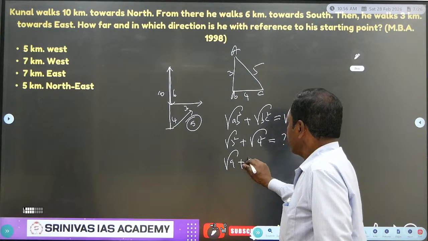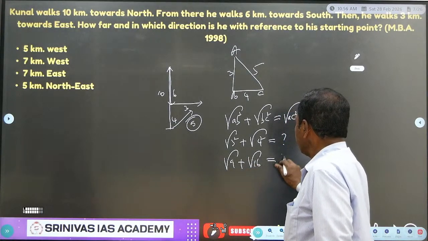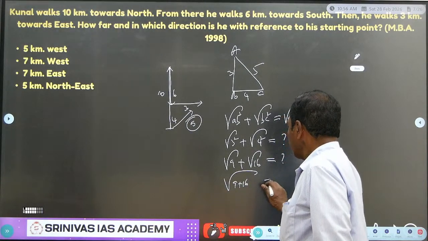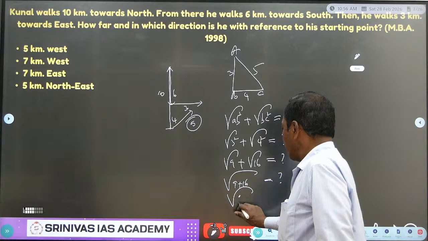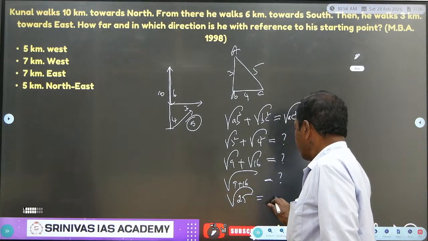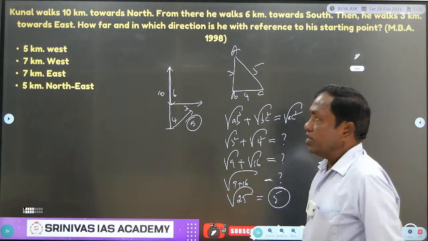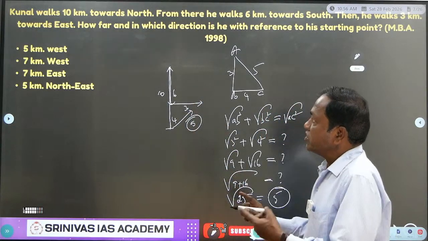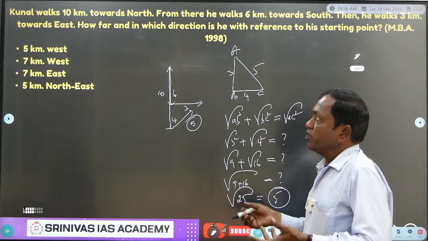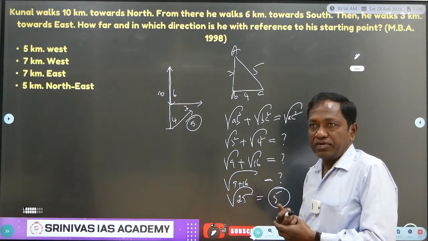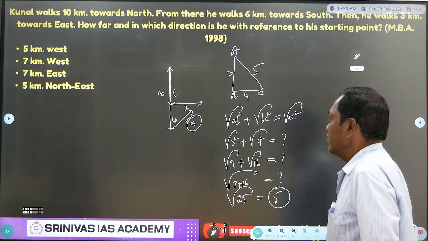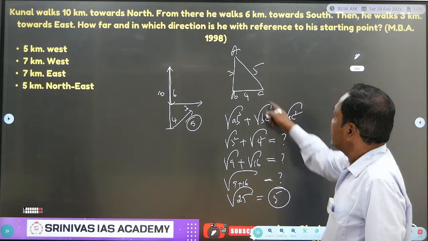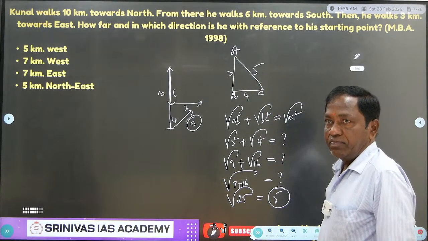Root 9 plus root 16 is equals to what? Root 9 plus 16 is equals to question mark. Root 25 is equals to 5. So that is a 5. And 3 and 4 means it's a 5 like that. That's Pythagoras. See, in directions there is also a possibility of asking Pythagoras based questions like this. AB square plus BC square is AC square, this is 5. Formula.